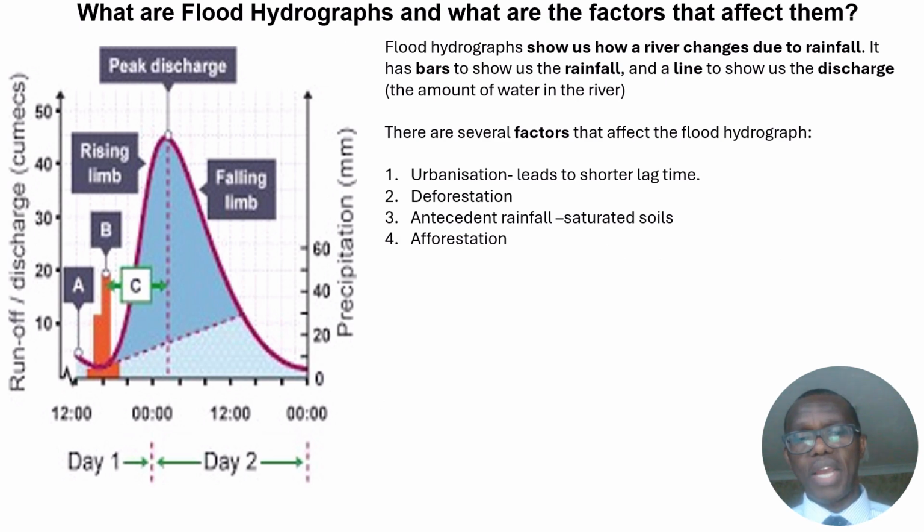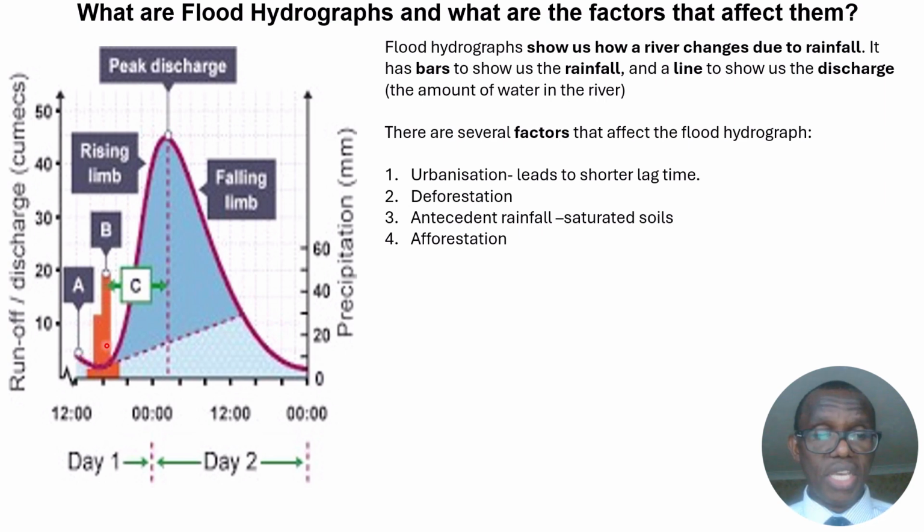So what are flood hydrographs and what are the factors that affect them? So a flood hydrograph is just a graph that shows us the changes that a river goes through due to rainfall. Now, as you can see here, we have a line, and this red line here is showing us the amount of water in that particular river. Okay. So you can see here that it starts off quite low. The amount of water is low. And the reason why it's low is because the rainwater has not yet reached the river.